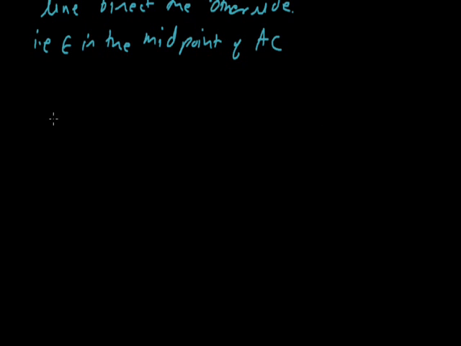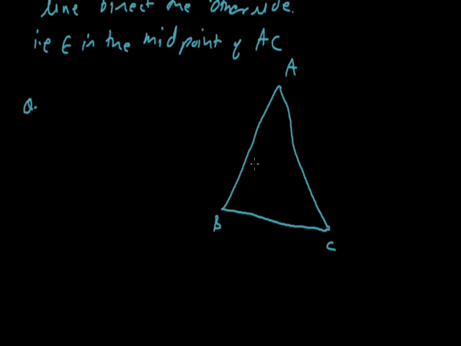Let's do one problem based on this. Let's say if I have a triangle and let's say D, E and F are the midpoints of the sides BC, AC and AB. Now by joining these midpoints, we again get a triangle.